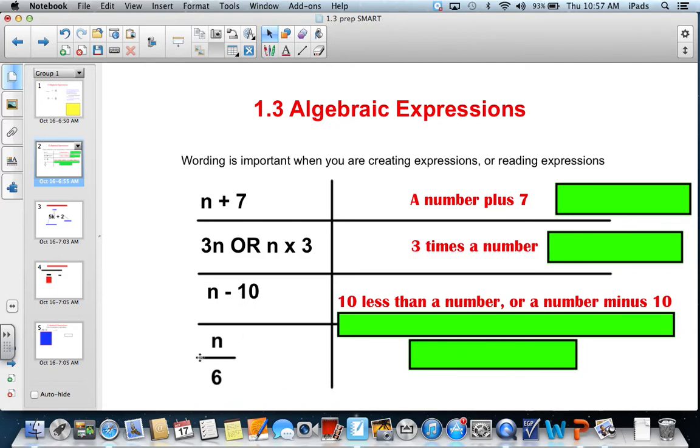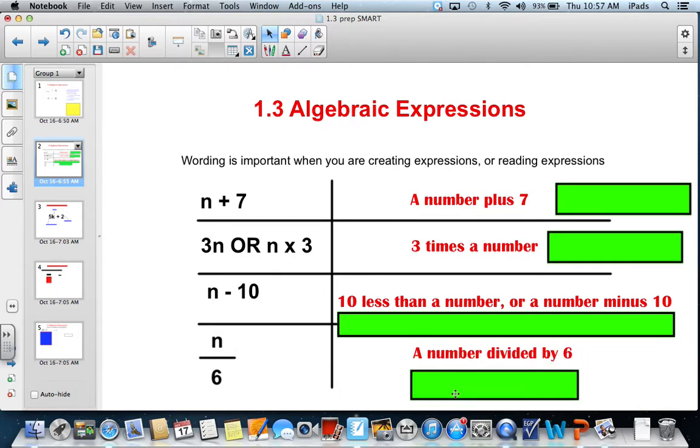And then the last one is division. This sign here in the middle indicates division. When you see a letter above a number, or for that matter, a number above a letter, in a fraction state, that means division. So in this case, it would be a number on top, divided by 6. A number divided by 6. If we start at the top, a number plus 7, 3 times a number, minus 10, or 10 less than a number. And for division again, a number divided by 6.